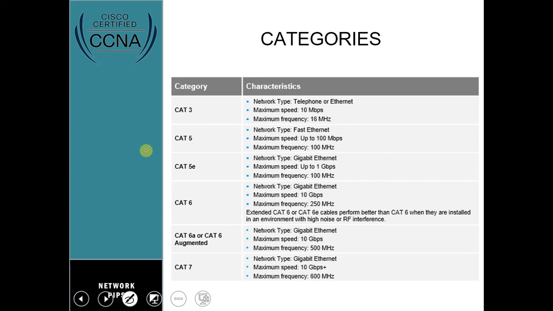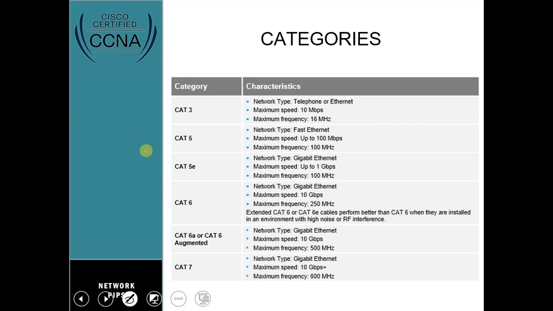The Cat6 also has Cat6e, of course, and you also have Cat6a, that has a network type of gigabit Ethernet, a speed of up to 10 gigabits per second, and the frequency at which the data will be transmitted is about 500 megahertz.